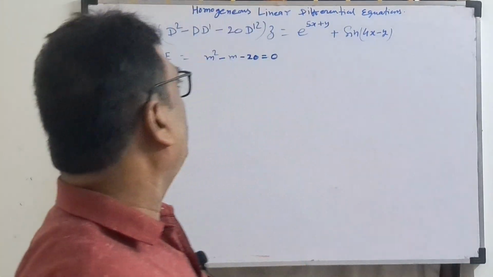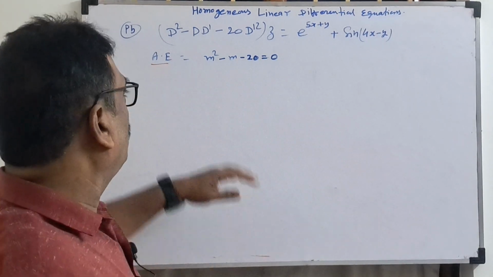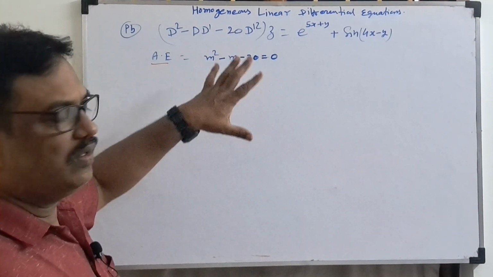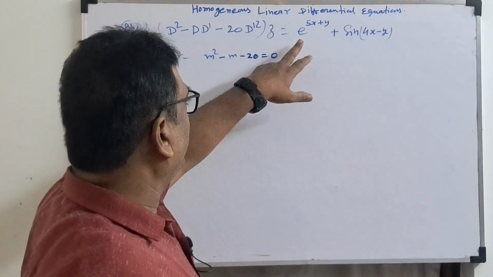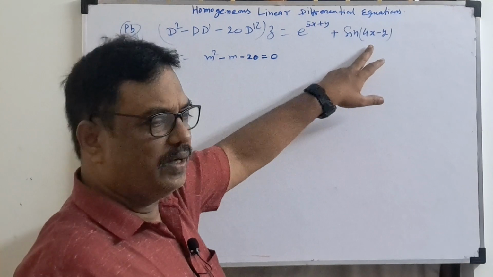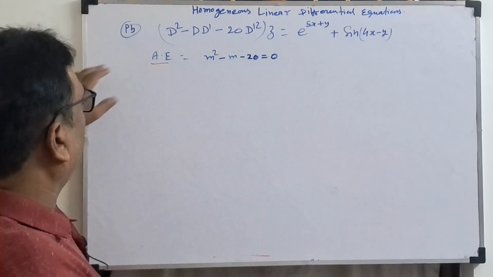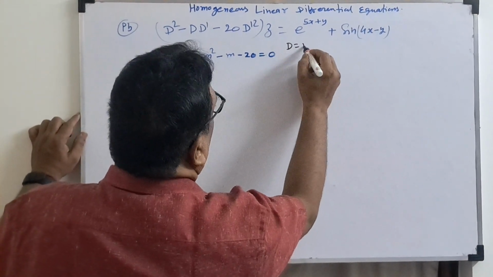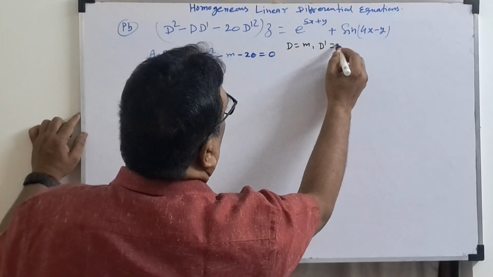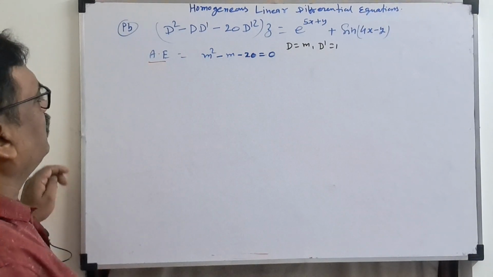Today our topic is homogeneous linear partial differential equations. I already took this problem, and I will solve it with the simplest trick. What is the right side? An exponential term and a trigonometric term. So first, what is our work? Write the auxiliary equation. So what is the auxiliary equation? We'll assume here D is equal to m and D dash equal to 1. If we substitute here, we'll get the auxiliary equation. Then we'll find the roots here.